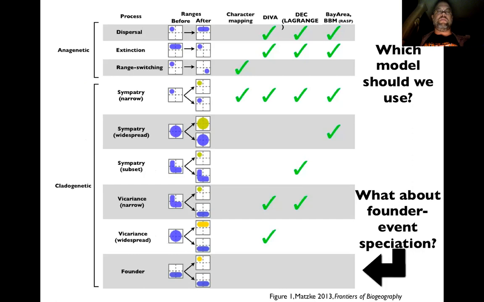All right, folks have probably seen this slide. This is an explanation of how different programs make different assumptions about what processes are allowed. And in particular, one thing that I was drawn to when I got into this area was that a lot of the traditional models like DIVA and DEC just left out founder event speciation. They had allowed various kinds of vicariance or subset sympatry, but they just disallowed founder event speciation. And I thought, hey, why don't we put that in a program and see if it improves model fit?